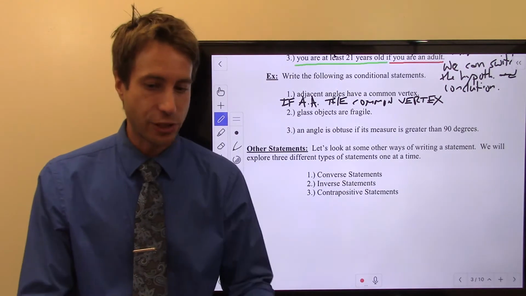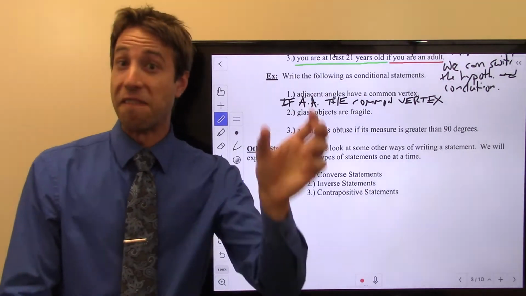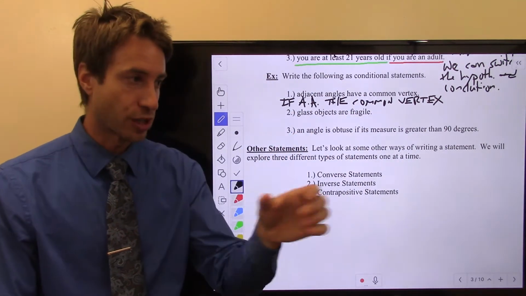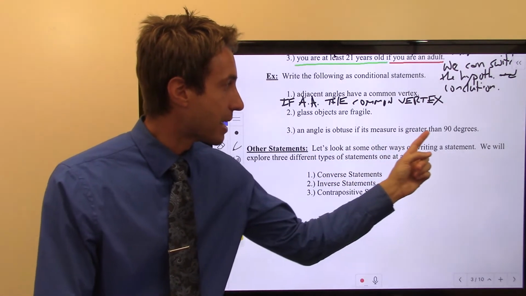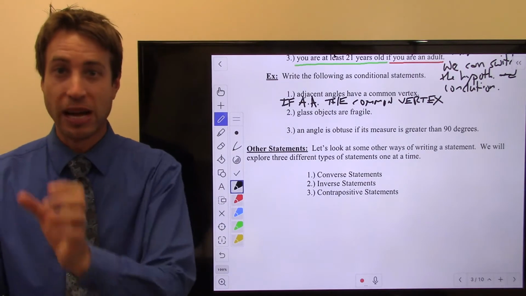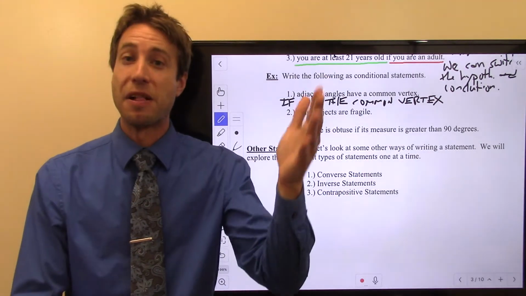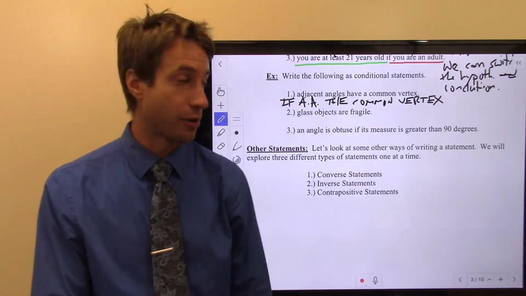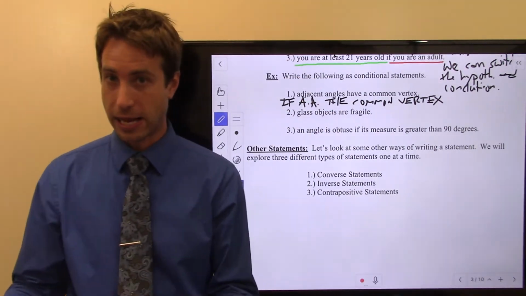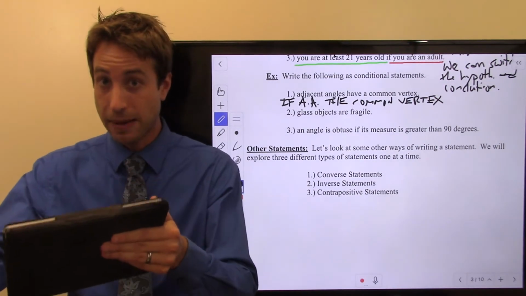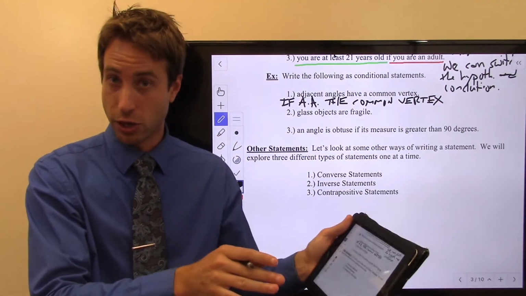Glass objects are fragile. If an object is glass, then it is fragile. An angle is obtuse if its measure is greater than 90 degrees. So, if an angle is obtuse, then its measure is greater than 90 degrees. Okay, so those are if-then conditional statements. If P, then Q.